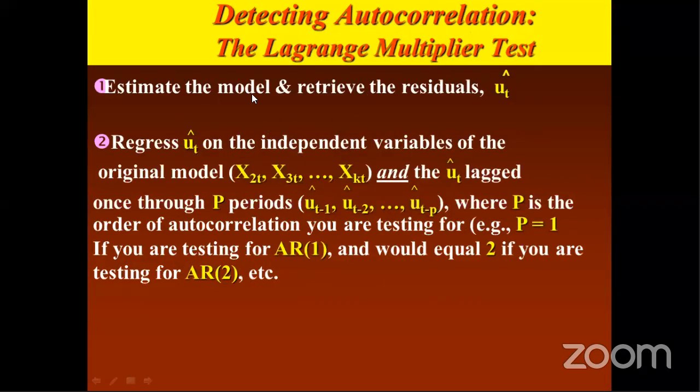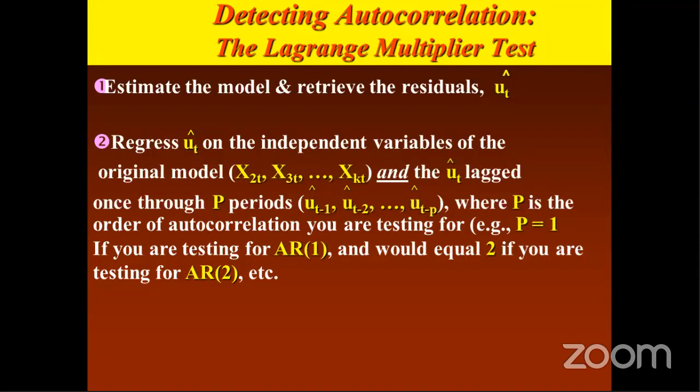First, you have to estimate your model, that is the multiple regression model, and obtain the residuals, that is u_t hat. Then use these estimated values of u_t as a dependent variable on the independent variables of the original form, along with u_t lagged through p periods. That is, along with your independent variables, you use u_{t-1}, u_{t-2}, u_{t-3}, and so on, up to u_{t-p}. That is the pth order of autocorrelation.